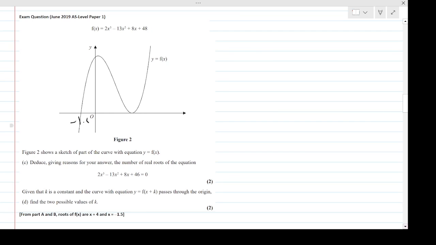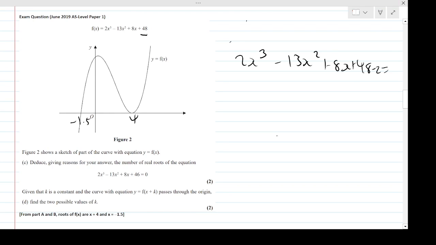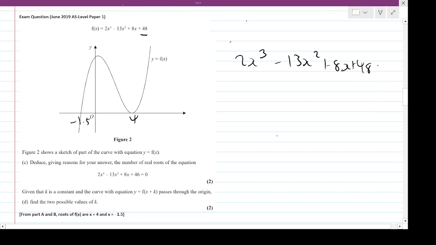Okay, so we've got this question here. So I'll add my roots on. So I've got this function of the curve here. And I need to first state how many roots the equation 2x cubed minus 13x squared plus 8x plus 46 equal to 0 has. How many real roots? Well, actually, notice it's pretty similar to the function of the curve, but instead of 48, I've got 46. So what I can do instead is split this up to 48 take away 2 equals 0, because then that goes to 46. I've not changed anything.